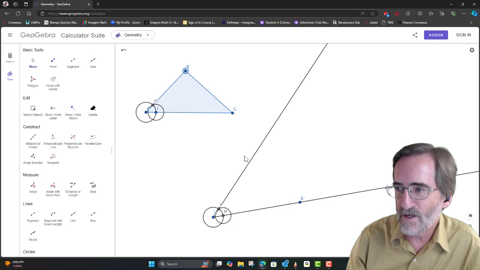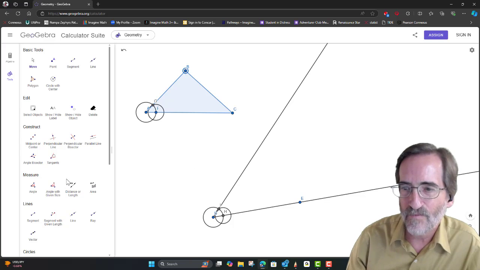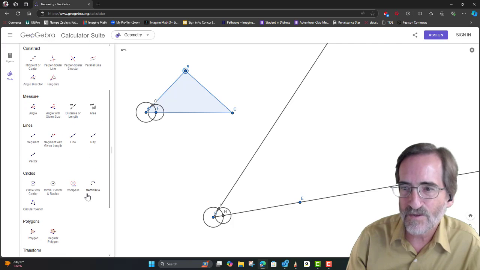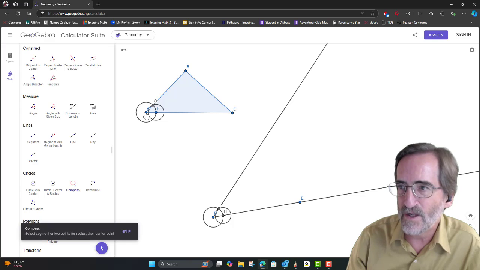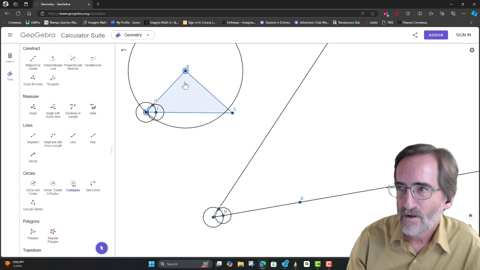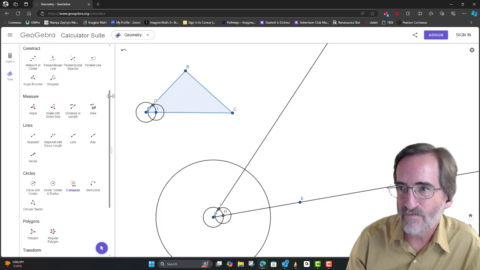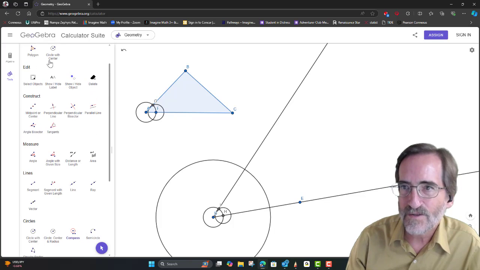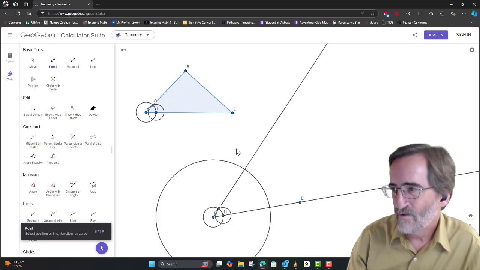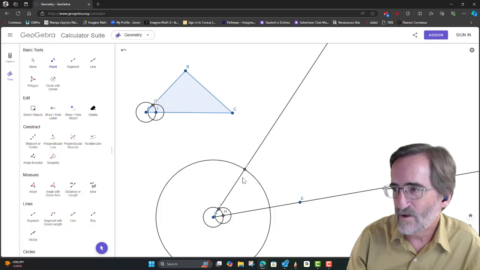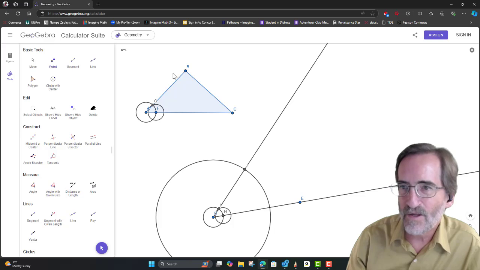Okay, all right, so now I want to make sure that AB is the same length as the side off of D, so let's do that here. So let's grab our compass tool again. Compasses are used for measuring. I'm going to measure AB, and I'm going to copy that to D. And I'm going to place a point at the intersection of that circle here. Okay, here we go. So DJ is the same length as AB.